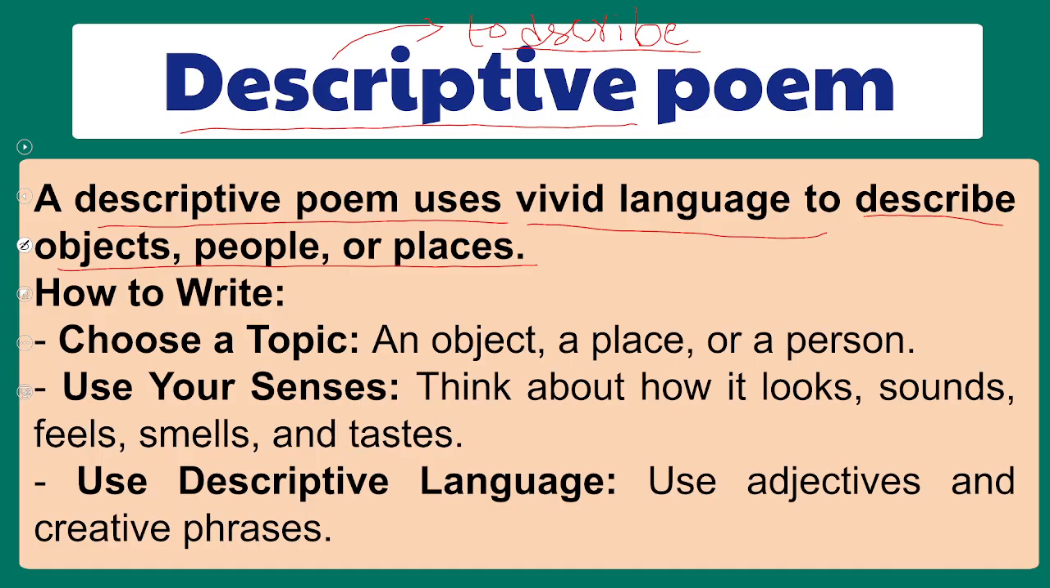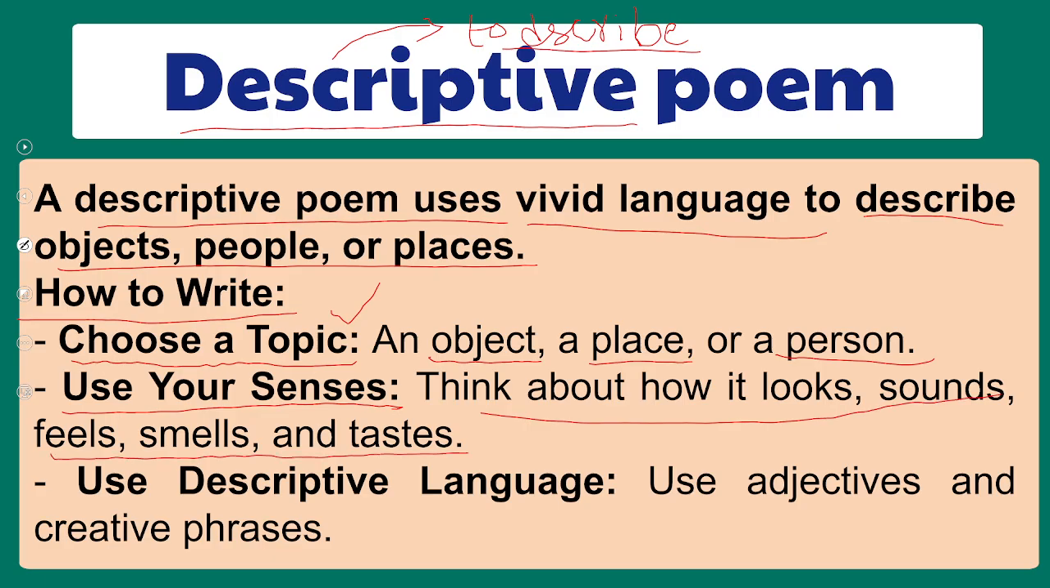So how to write such poems which describe something? For writing such poems, firstly we have to choose a topic. We have to choose any object, place or person on which we have to write. Secondly, you have to use your senses. Think about how it looks, how it sounds, how it feels, smells and tastes. So you have to think what the object is and how that object looks. If the object has sound, how it sounds. If the object has feelings, how it feels, how it smells to you. If the object is a food, how it tastes. So you have to identify such things to describe something. You have to use your senses to learn about any object, place or person.